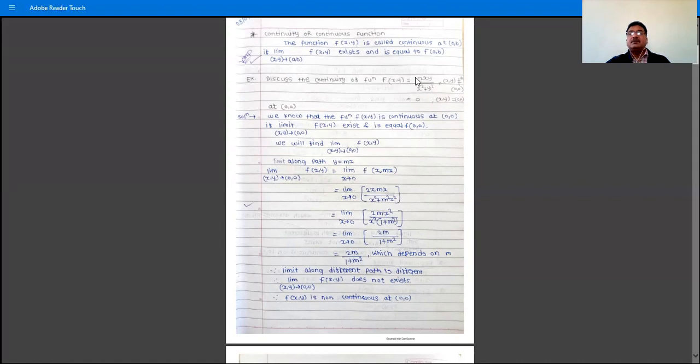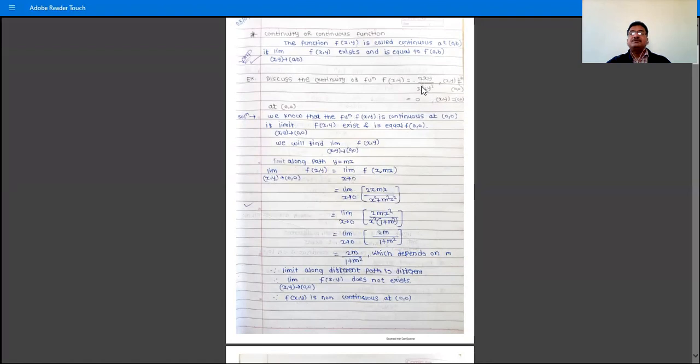So here, for the problem 2xy divided by x square plus y square, we will find this limit as (x, y) tends to (0, 0) of f(x, y) along the path y is equal to mx. So the limit as x tends to 0 of f of (x, mx): substitute y as mx, and then we have the answer 2m divided by 1 plus m square, which depends on m. Therefore the limit along different paths is different, so the limit does not exist, and therefore f(x, y) is not continuous at (0, 0). That is, the limit does not exist and the function is not continuous at (0, 0), both are the same.